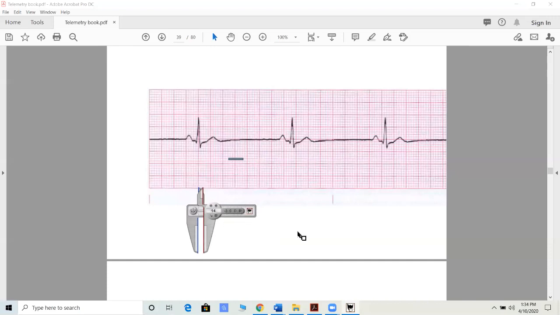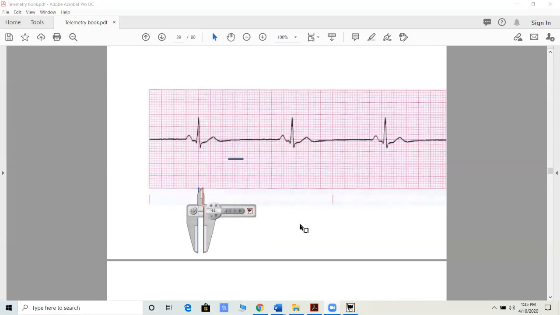What is the QRS? Go ahead and type that in the chat box. What do you think the QRS measurement is? Normal? Abnormal? What's the measurement? Okay, good. 0.08, I'm sorry, some of you said 0.8. It should be 0.08, right? Yeah, there you go. So is that normal? Yes, the QRS is normal.